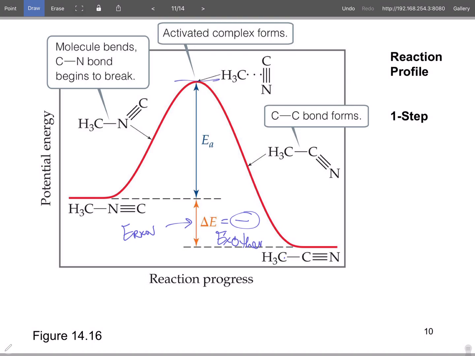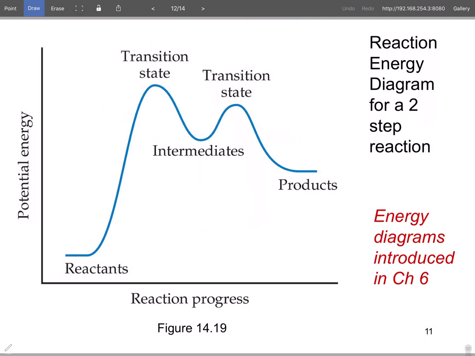Okay, this is your activated complex right here. This is your energy of activation. This shows the potential energy versus the reaction energy. This is the reaction energy for a two-step process, and the previous one was a one-step process. Remember, we did reaction energy diagrams, I think in chapter 5 in 1211. So this one is a two-step reaction energy.